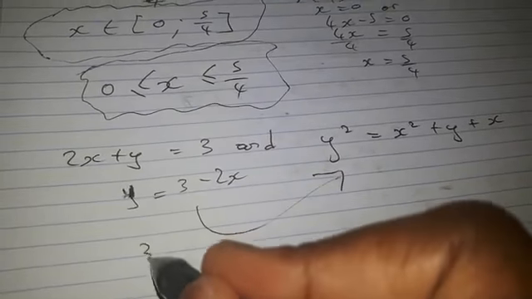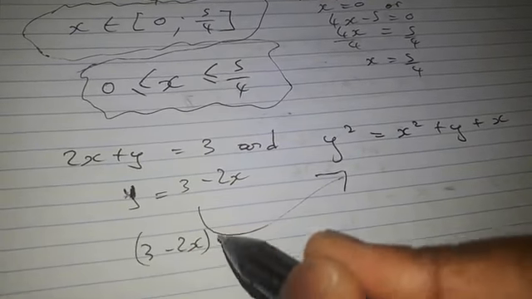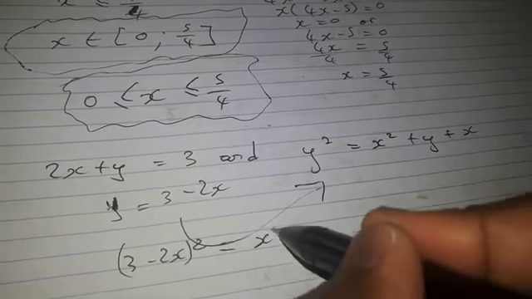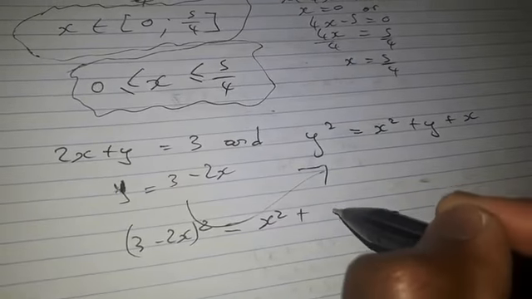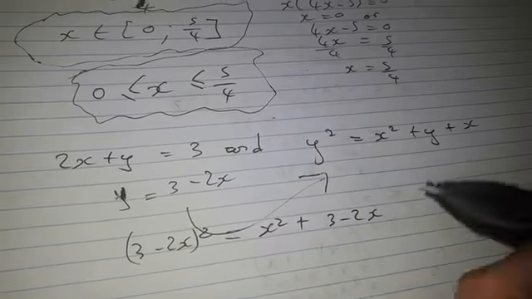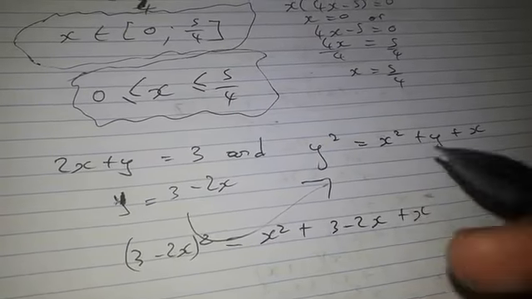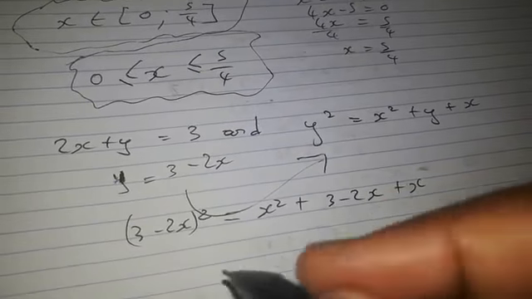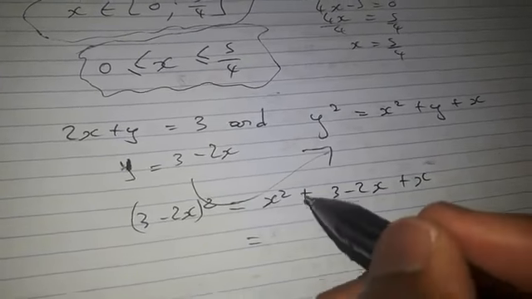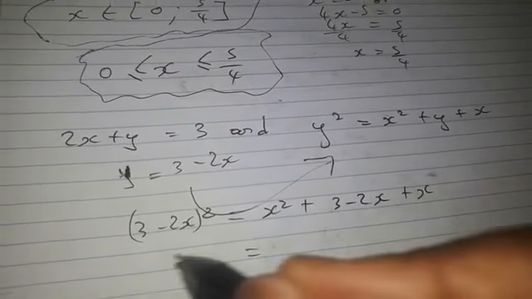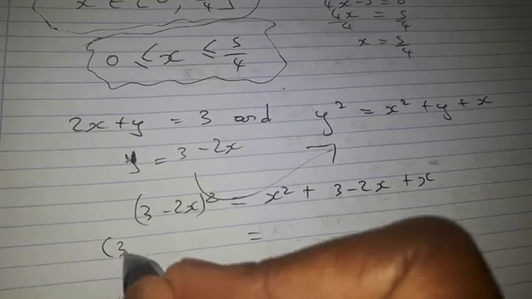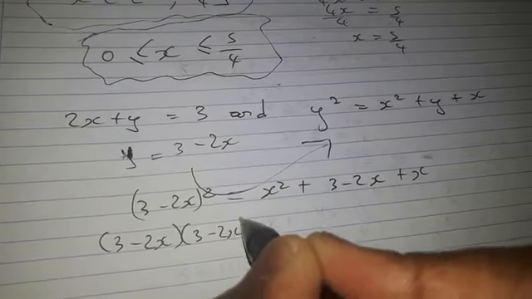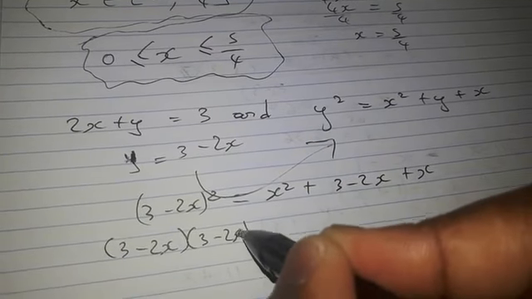And then we can throw this into this equation. So this is going to be like 3 minus 2x, the whole thing squared. Oops, my bad. This is like x squared plus 3 minus 2x, that's where y is, and then plus x. Because this is a plus, we don't have to put this in brackets because it's going to be the same thing anyways. But if this was a minus, it would be best to put that in brackets. So here we have 3 minus 2x, the whole thing squared.